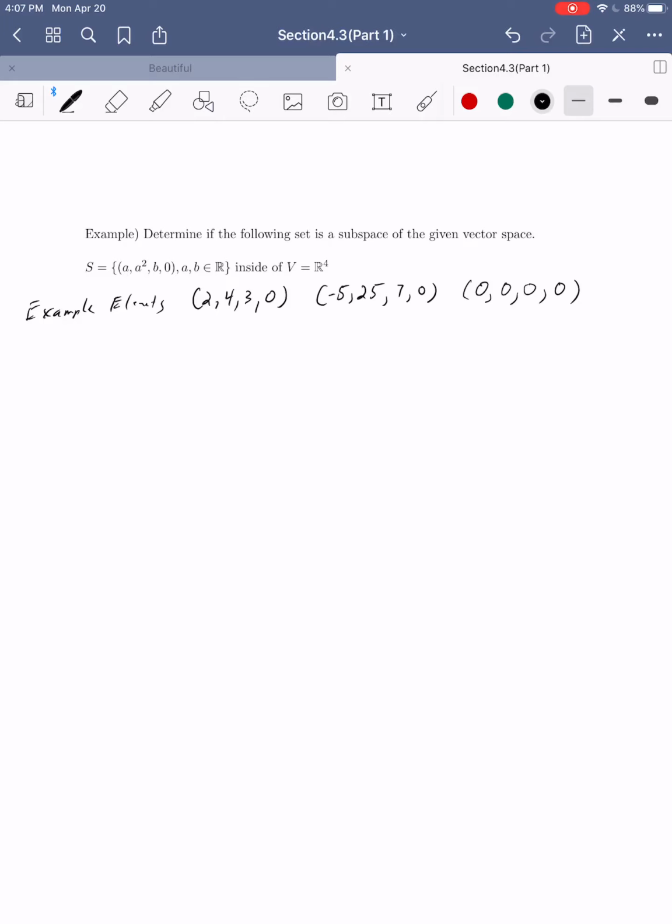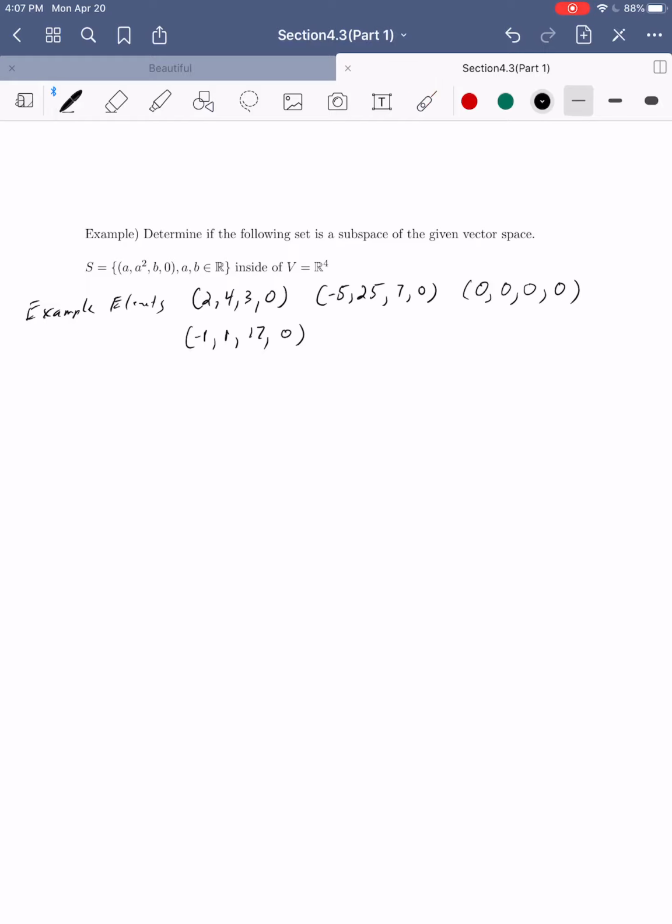You could have something really weird like -1, and then 1, and then B could be 17, and then you'd have 0, right? All of those are example elements, right? That's what this sort of set is made up of, things that look like this.